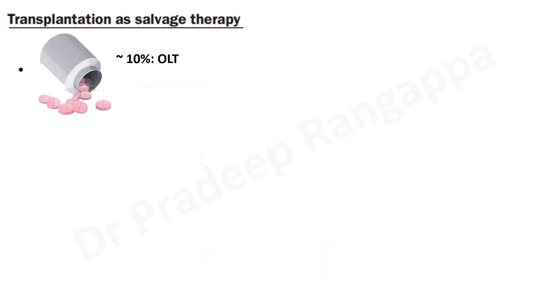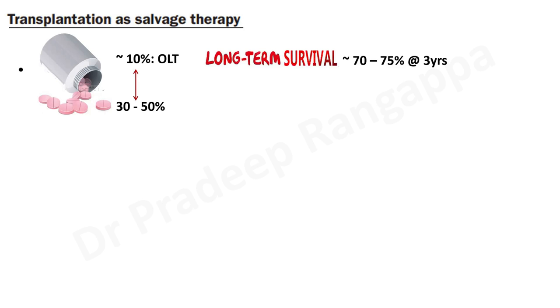It is shown that 10% of the patients with paracetamol only end up with OLT, orthotopic liver transplant. So only 10%. Most of them with good management tend to recover. But 30 to 50% of non-paracetamol overdosages end up with orthotopic liver transplant. And post-transplant, the long-term survival is shown to be 70 to 75% of them survive at 3 years post-transplant. And there are certain patients who have to be prioritized for liver transplant, which we have spoken about, as to which are the patients which have to be sent to the liver transplant center.